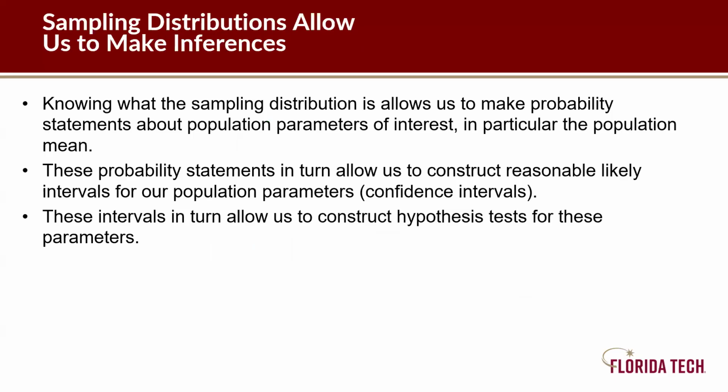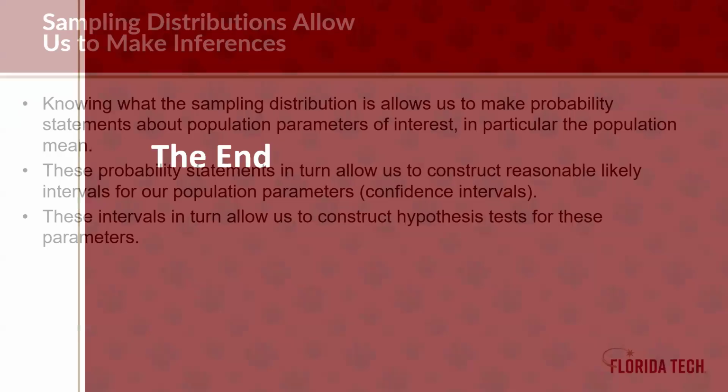All right, so sampling distributions allow us to make inferences. Knowing what the sampling distribution is allows us to make probability statements about the population parameters of interest. In particular, the population mean, but also using the chi-square and F, we will be able to do the variance. These probability statements in turn will allow us to construct reasonable likely intervals for our population parameters. Those are the confidence intervals. And those in turn allow us to construct hypothesis tests for those parameters.